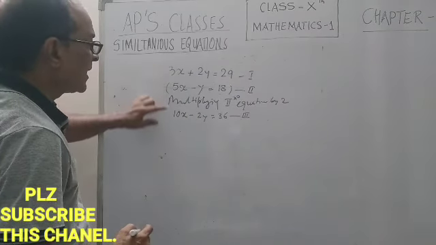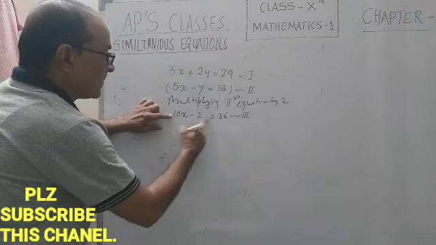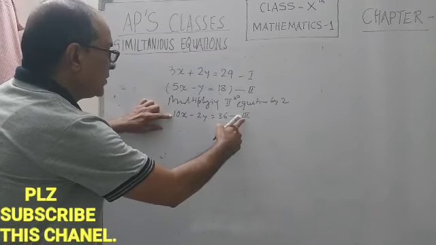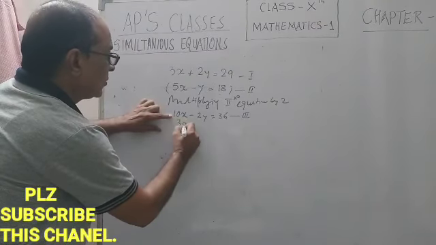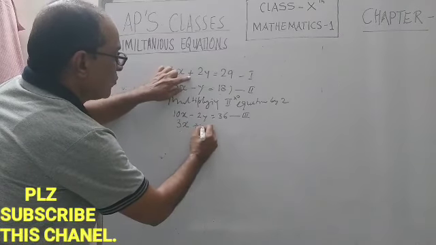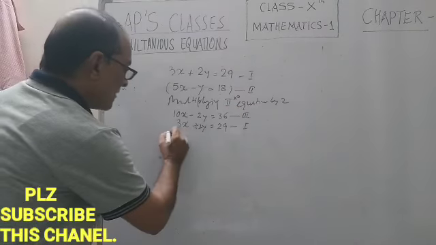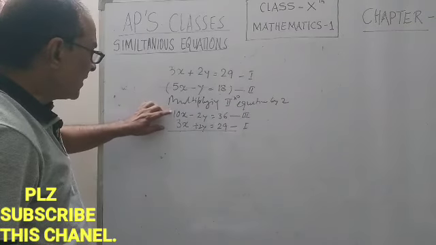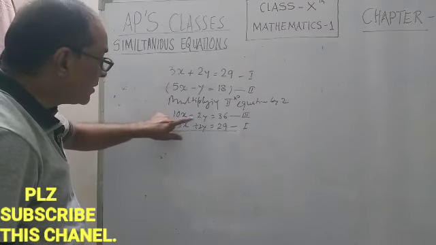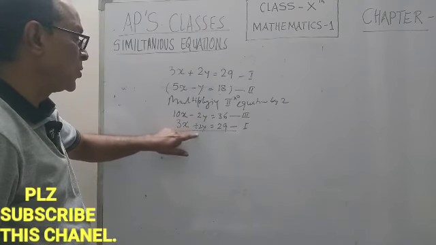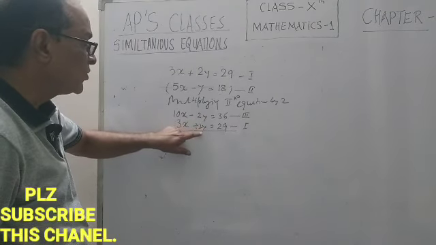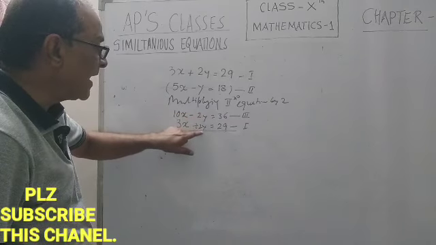So the first equation and third equation we will try to compare. Third equation is already written here. First it will be 3x plus 2y is equal to 29. It is the first equation. Now compare both. Here minus 2 plus 2, 0. 0 multiplied by y, 0. So this is getting eliminated.